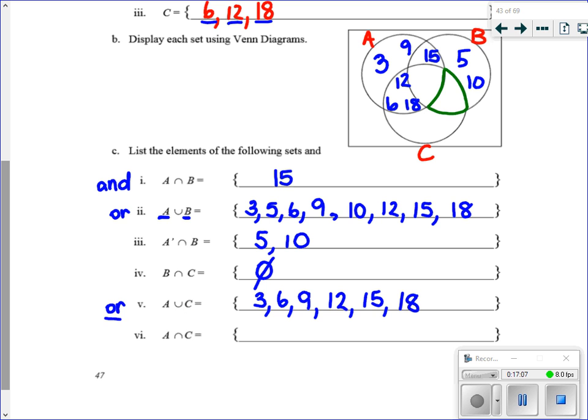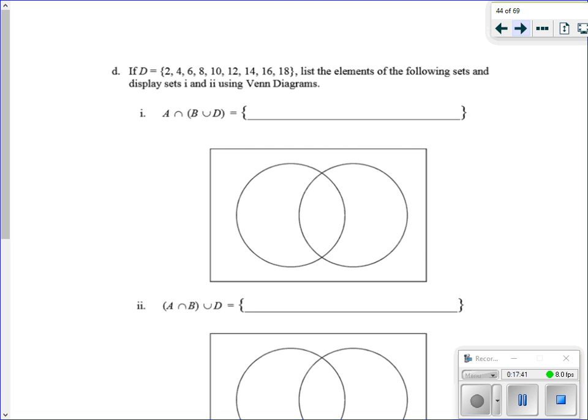Okay, and number 6 says A intersect C. So this means it's in A and it's in C. Intersect. A and in C. That's these 3 right here, isn't it? 6, 12, and 18. Okay, we're going to try one more example so that you get a little more experience with intersections and unions on the next page.